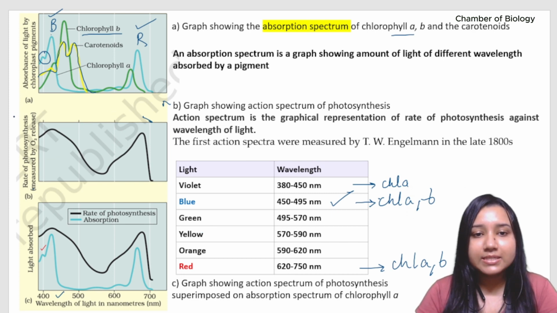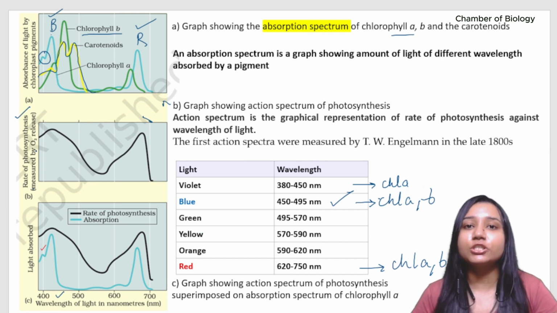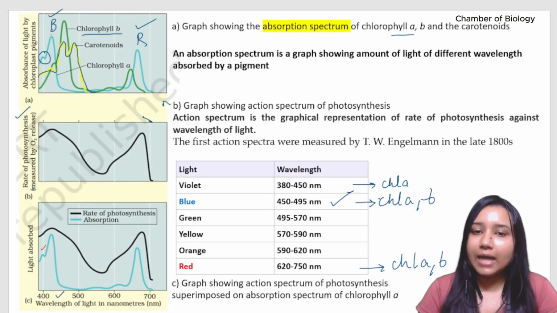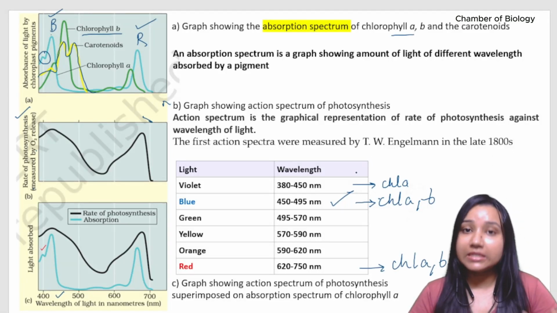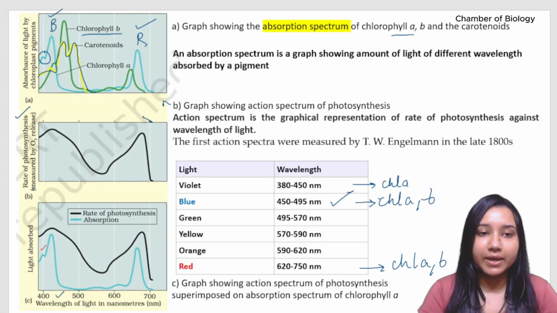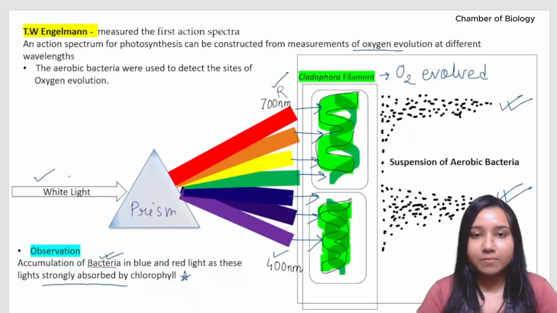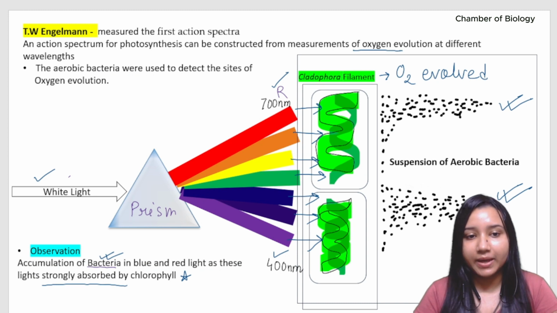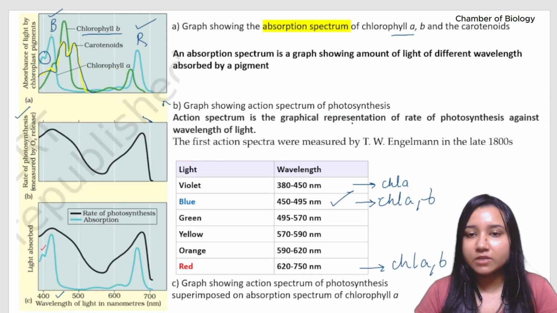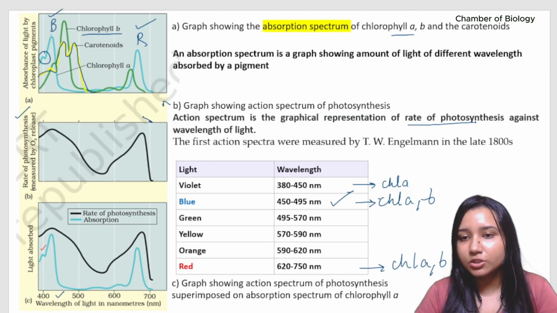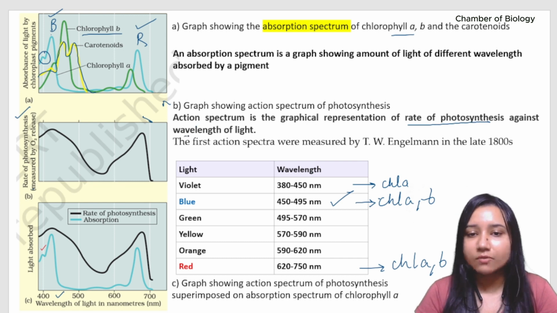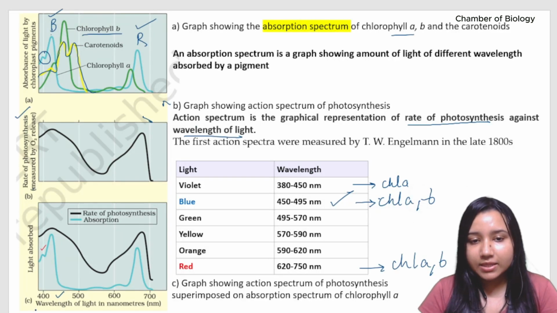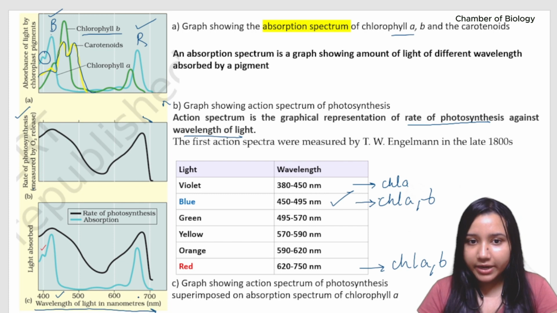Now, if you come to the second graph, it is the action spectrum graph. The graph of the action spectrum, we have seen, was first done by T.W. Engelmann. So the first action spectrum graph was measured by him. So what is an action spectrum graph? It is the representation of the rate of photosynthesis against the wavelength of light. So we can see there are various wavelengths of light, right?